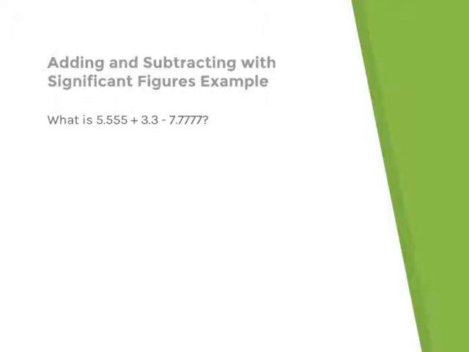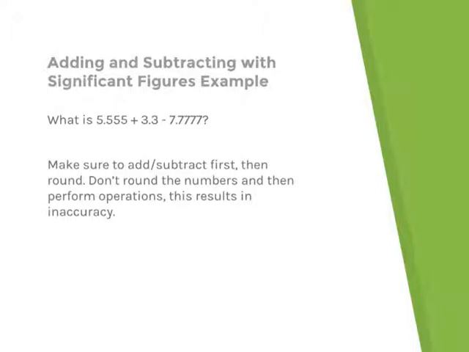The correct answer is 1.1. So one habit that you really want to break is rounding first. Remember, these numbers are rounded perfectly the way they are, right? We write them down this way because we're indicating how many digits are significant, so you don't want to round past that. So you want to perform your operations first, right?